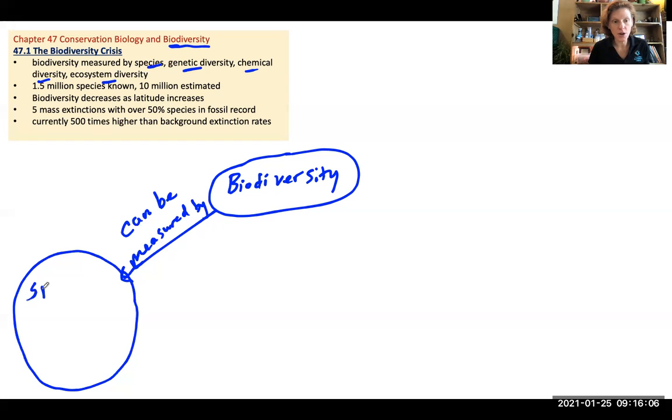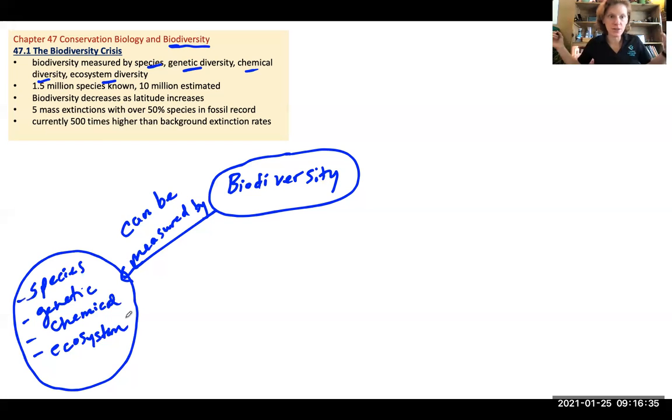So by the amount of species that are in a given area, by the genetic diversity. So, right, are there tons of different alleles, or is it like a cheetah population where they're all really related? Chemical diversity, right? How many different compounds and pharmaceuticals, especially if you're trying to do research into that field. You could look at ecosystem diversity, right? So especially if you're out at the biome scale. So what's happening? What are the different factors?